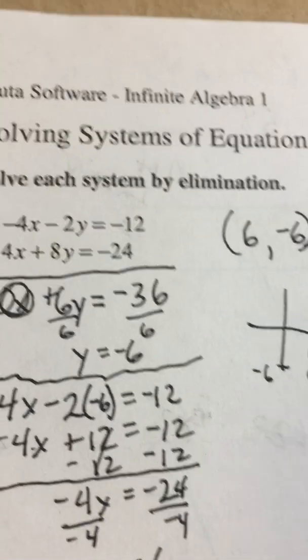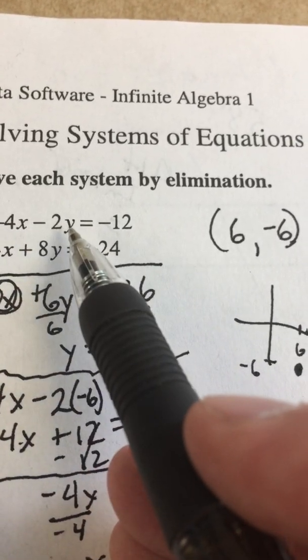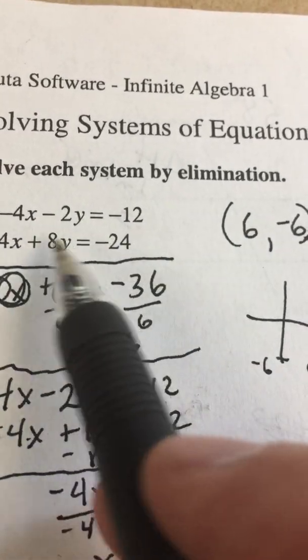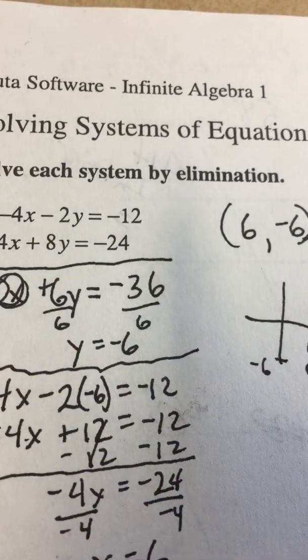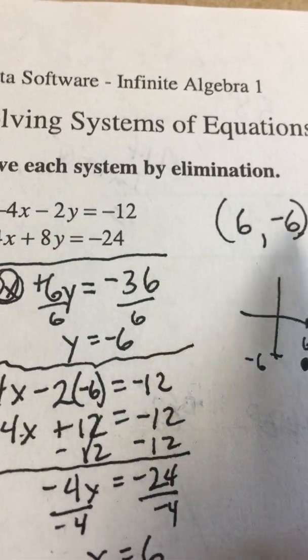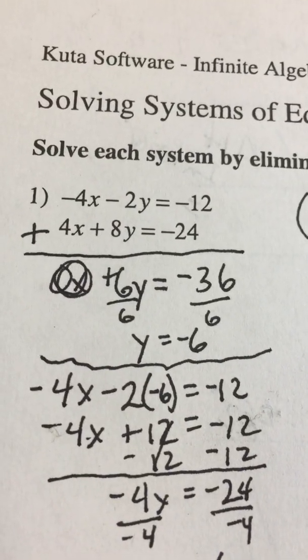If I plug 6 and negative 6 in up here, if I plug a 6 for the x and negative 6 for y and do this math, this will be true. If I plug 6 and negative 6 in on this equation, it will also be true. So that is the solution to the system of equations. That is the x number, that's the y number, okay? So they're not that bad, you just have to stack them up and add them together.